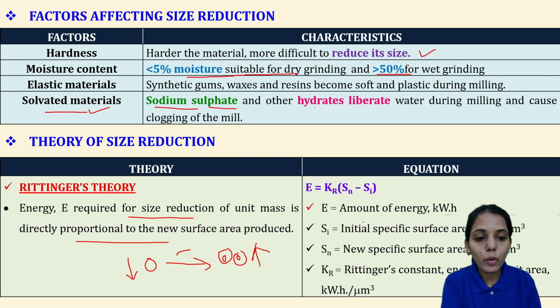So E is equal to the amount of energy, that is kilowatt-hour. SI is the initial specific area, micrometer square per micrometer cube. Next is the new specific surface area, that is SN, because now the new surface area will be more as compared to initial. That is the reason SN minus SI. And Rittinger's constant, that is energy per unit area. So this is KR.